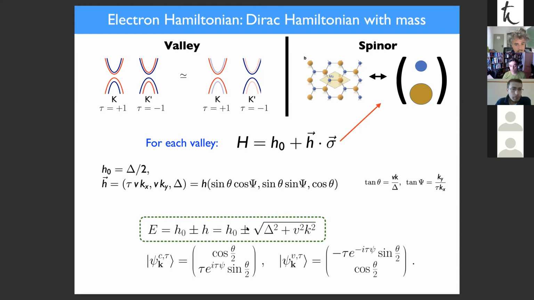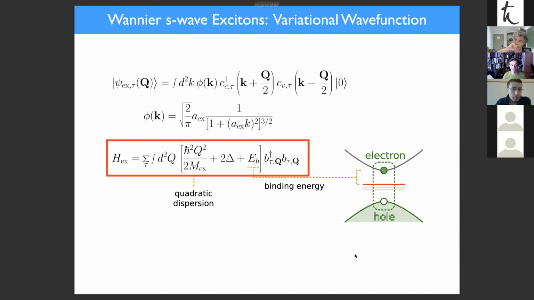So it's very easy to diagonalize this. You have the two energies, and also the eigenfunctions are analytical, like in graphene. So from this, we can create the excitons. An exciton is a combination of a hole in a given valley in the valence band, and an electron in the same valley in the conduction band. There are also intervalley excitons, but we are not going to consider those in this work.